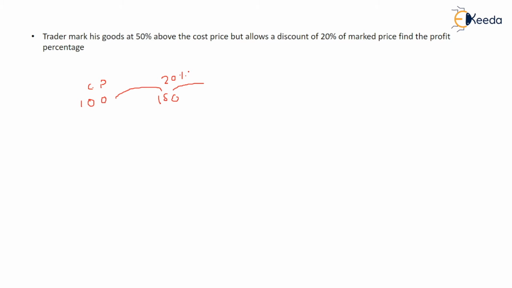Okay, so if you do this, 150 into 80, right? So at what price is he selling it? Discount means simply loss, right? So he is selling it at 120 rupees. So find the profit percentage. The cost price is 100 and how much is he gaining now? 120 after giving 20% discount, right? So 20 rupees he is gaining on 100 rupees. So the profit percentage will be 20%.